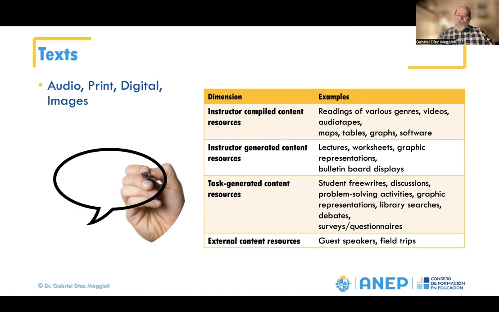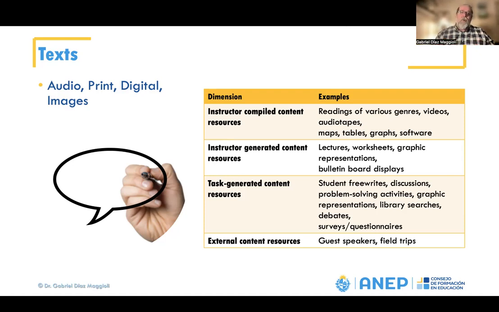There are 3 dimensions for the texts that we are going to use in the classroom. One is what we call instructor compiled content resources. That is to say, the things that you select ahead of time when you're planning the thematic unit to start working. You have examples there, and you will find those examples in the course books that students use, right? That is something which has already been done for you, but you may want to create your own content resources.